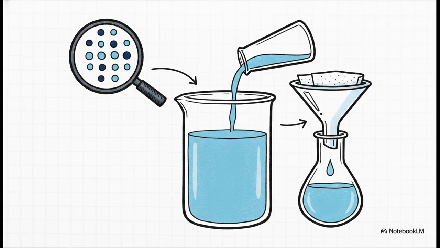A true solution has a totally uniform appearance. It looks exactly the same from top to bottom, only a single phase is visible. That just means you don't see floating chunks of solid. It just looks like one unified liquid. And because it's so perfectly mixed at a molecular level, the solute cannot be separated out by a filter. In chemistry, we call this a completely homogeneous mixture.